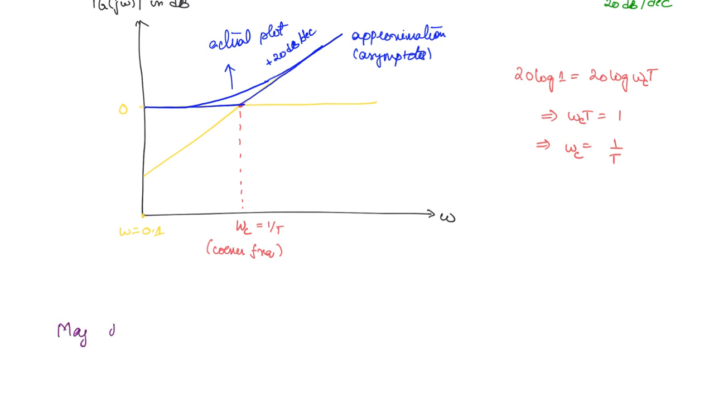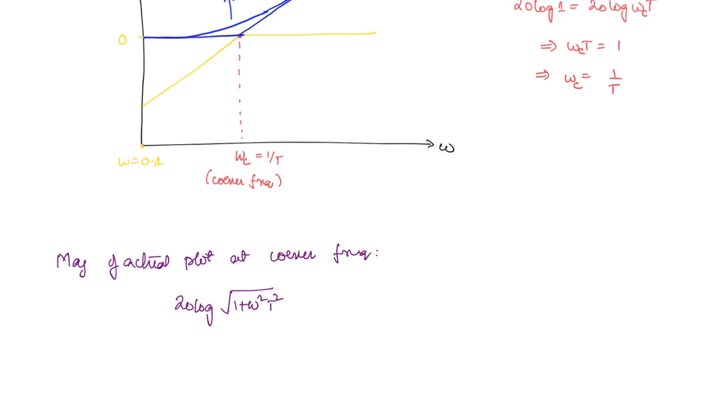Magnitude of actual plot at corner frequency. This you can find as 20 log root over 1 plus omega square t square. So this frequency is what? Omega c. Okay. So this is going to be 20 log root 2. Why? Because omega c t is equal to 1. This you are going to get 3 dB.